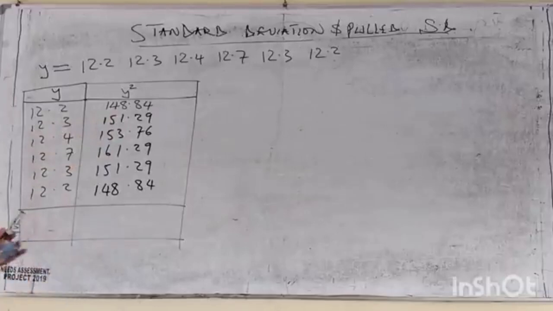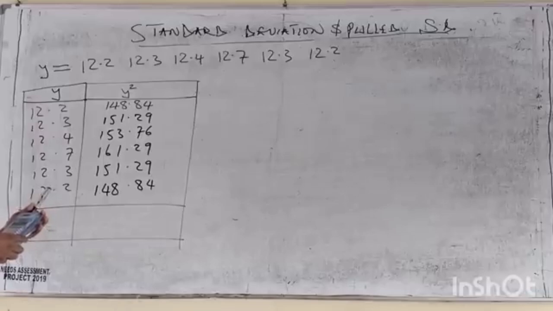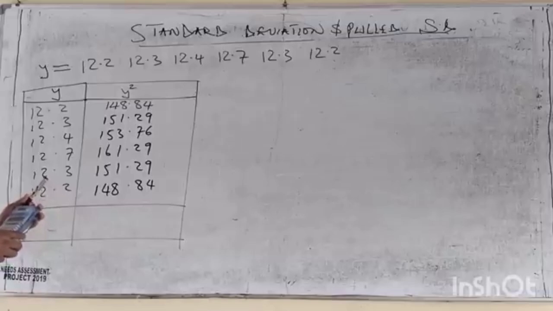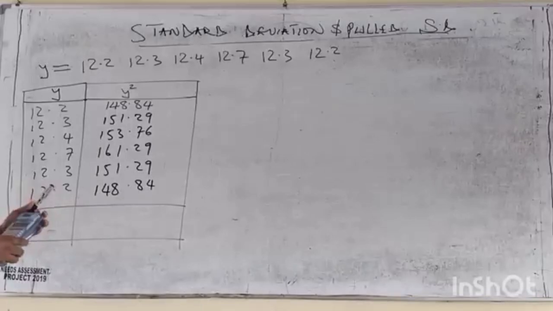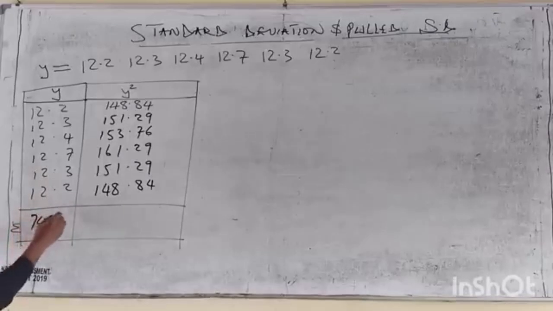So let's see the summation. Start from here: 12.2 plus 12.3 plus 12.4 plus 12.7 plus 12.3 plus 12.2. This is 74.1. Summation of y is 74.1.